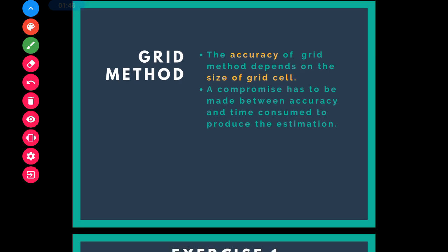The accuracy of the grid method depends on the size of the grid cell. If you use a smaller grid size, you will get higher accuracy, but it will become more tedious. So a compromise has to be made between accuracy and time consumed to produce the estimation.